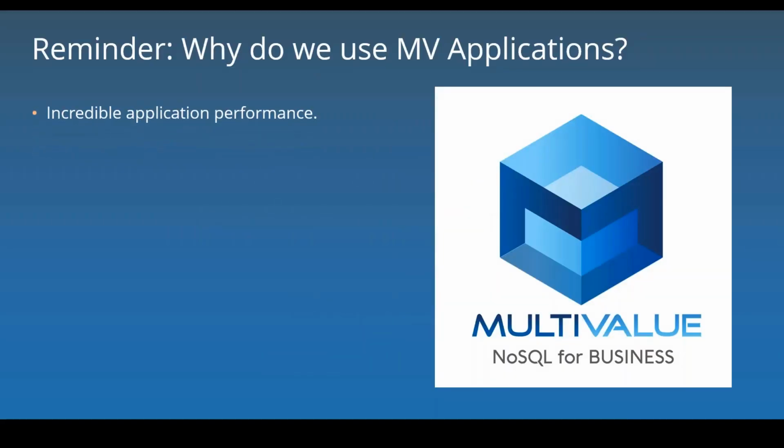So let's first start with what it is that multi-value does for us right now. Why is it that we're so connected with this system? And obviously, there's incredible application performance that comes with multi-value. We're all very, very familiar with how fast this can be and how it really can do things that SQL can't.